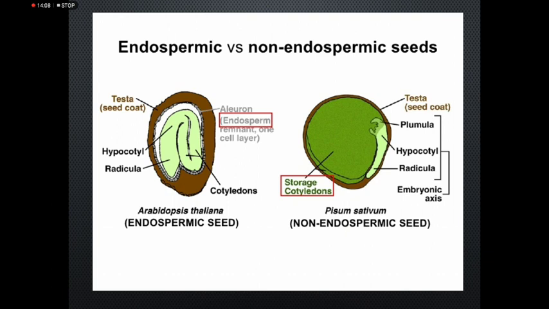So we can classify seeds as endospermic and non-endospermic seeds. In endospermic seeds, as in most monocots, there is a remaining portion of endosperm after embryo development, while in non-endospermic seeds there is no remaining endosperm in the form of starch.